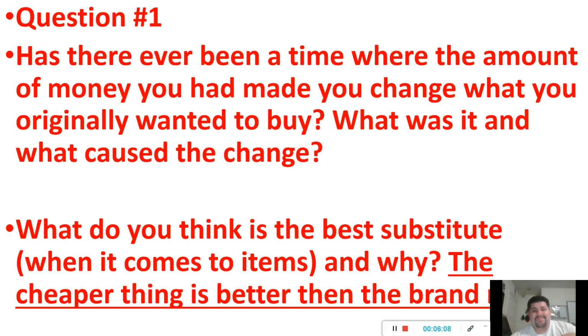So you might get another pair of Jordans, maybe one that's already a couple years older. It's cheaper. Or another brand of shoes, Vans or whatever. If that's never happened to you, answer the second question. What do you think is the best substitute when it comes to items, and why? Basically, what I'm asking for is, to you, what is one thing where the cheaper thing is better than the brand name?